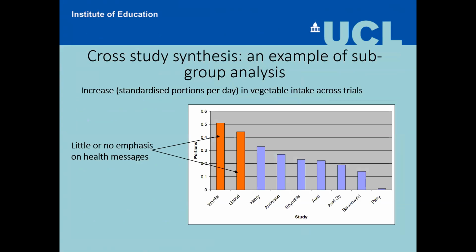And when we brought the findings together, what we could see was that, and we don't want to overemphasize it, but where those studies had little or no emphasis on health messages, it certainly didn't do any harm in terms of their outcomes. So you can see that on this diagram, those interventions marked in red as opposed to blue are those where there was little or no emphasis on health messages and had the best results out of this set of studies in terms of increasing vegetable intake across the trials.